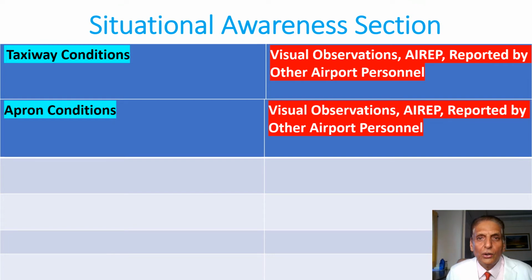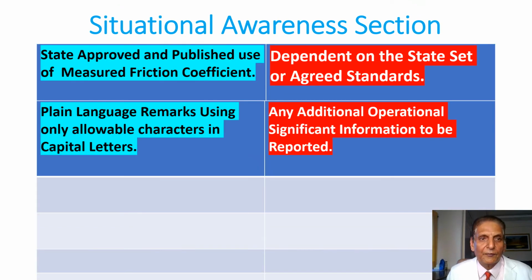Taxiway conditions, visual observations, AREP reported by other airport personnel. Apron conditions, visual observation, AREP reported by other airport personnel. State approved and published use of measured friction coefficient. They depend on the state set or agreed standard, that is the standard set by our DGCA. Plain language remarks using only allowable characters in capital letters. Any additional information, operational and significant information is to be reported.